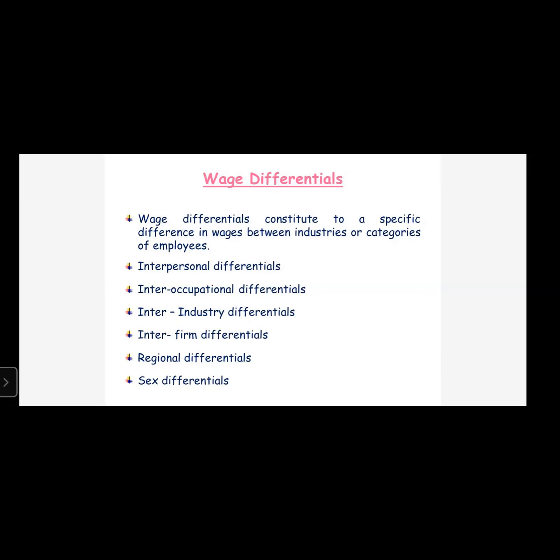Next one, inter-firm differentials. There can be two organizations in the same area paying different pay structures to their employees, and that is called inter-firm or inter-organization or inter-company wage differentials. Next one, regional differentials. Regional differentials means area-wise wage differentials. If a company is situated in a rural area, the salary of the employees will be comparatively less than a company operating in an urban area. A company operating in the state of Maharashtra may be paying more salary to its employees than a company operating in the state of Arunachal Pradesh. So that difference is called regional differences.